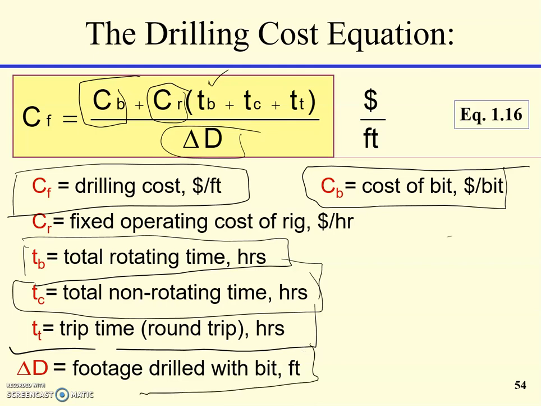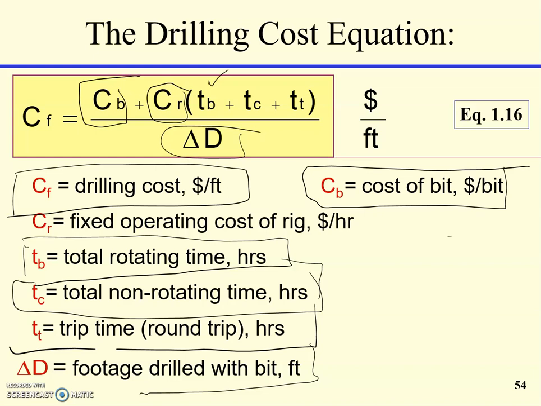And finally, we have delta D, which is the footage drilled with this drill bit. So how much depth did you drill? Here you can see that we are talking about a single drill bit, because in the wellbore we don't use just a single drill bit, right? So for each part where you change the bit, you have to use a separate equation, because the cost of the drilling is different, right? It depends on the footage that was drilled using that single drill bit, how much trip time you had, and how much non-rotating or rotating time you had.